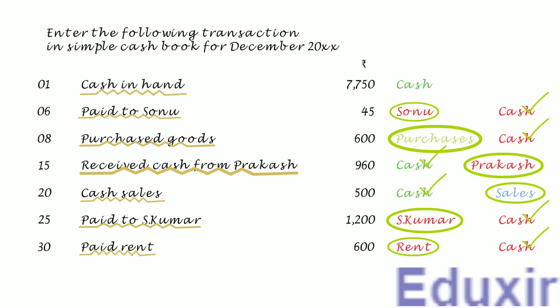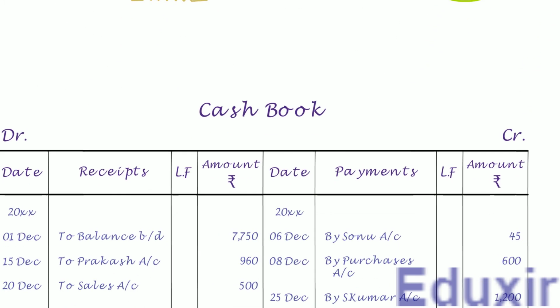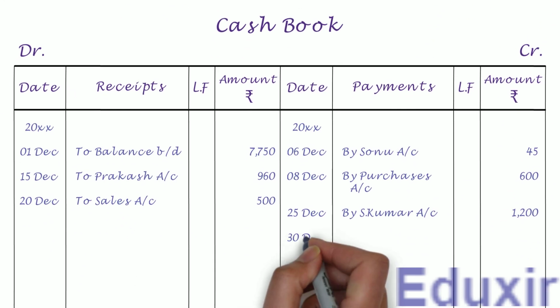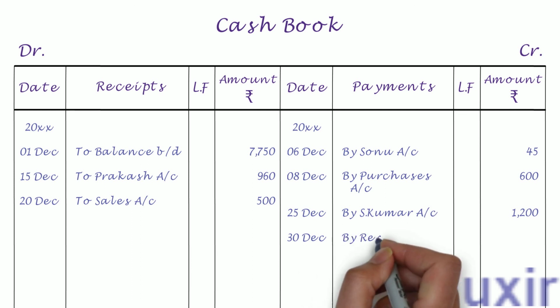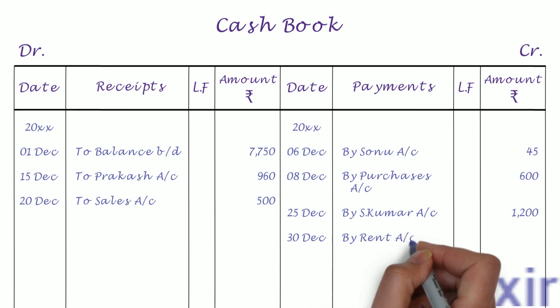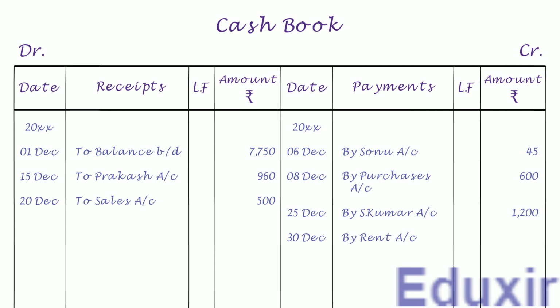With this analysis at our disposal, let us proceed with the posting of this transaction on the credit side of the cash book. Let us first record the date. Let us now record the rent account in the payments column. Let us then record the credit amount of 600 rupees in the amount column. With that, we have completed the posting of this transaction into the cash book. In fact, we have completed the posting of all the transactions into the cash book.